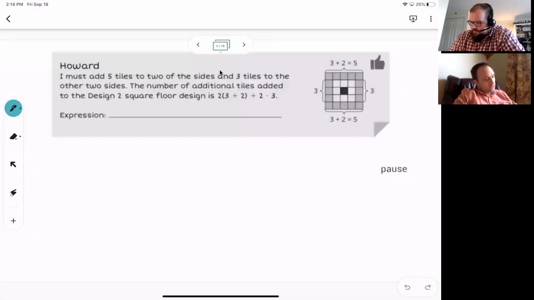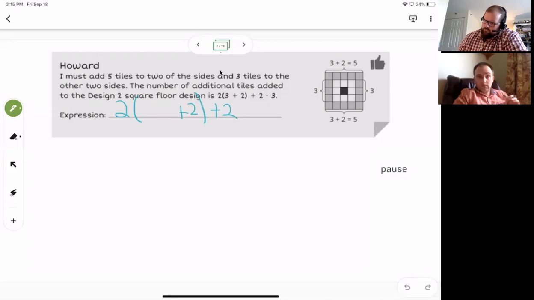Now we have Howard. And Howard said, I must add 5 tiles to 2 of the sides and 3 tiles to the other 2 sides. The number of additional tiles is, holy moly, 2 times 3 plus 2 plus 2 times 3. So I think what Howard is saying is, if I use what you said on the previous page, keep the 2, keep the 2, and keep the 2. Because I think those, Howard is saying, are fixed.